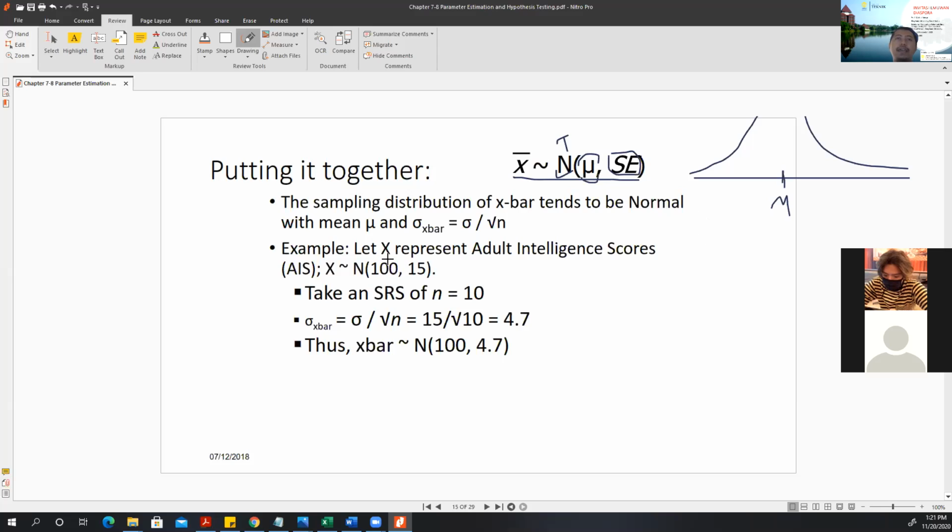For example, let X represent an adult intelligence score, IQ, where X is normally distributed with mean 100 and standard deviation 15. Oh, not variance, this is standard deviation. You can, for example, take an SRS. For example, you take a sample of 10 people.